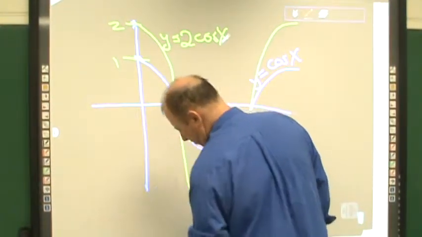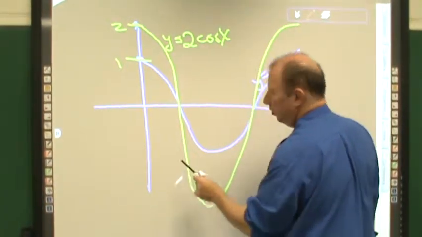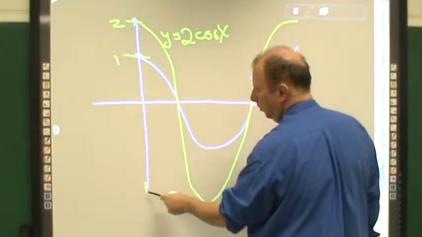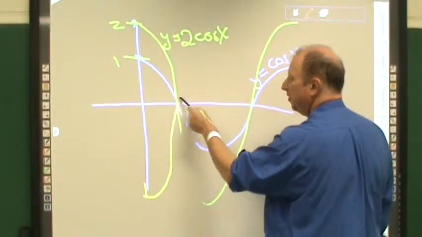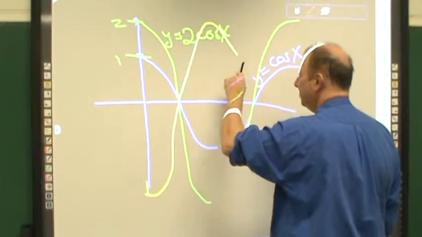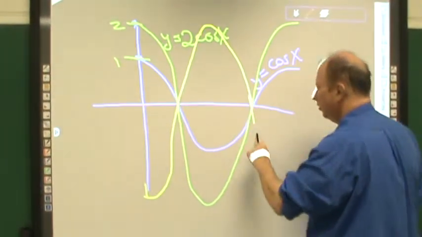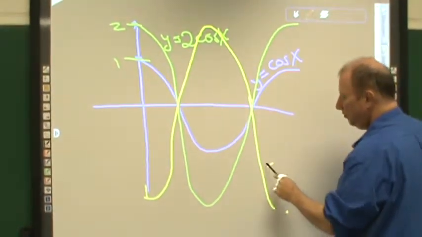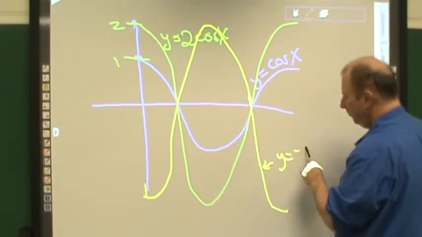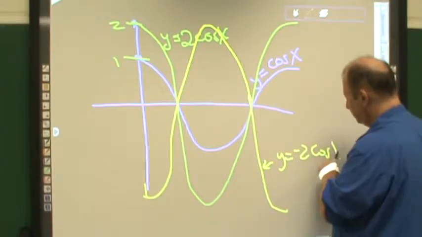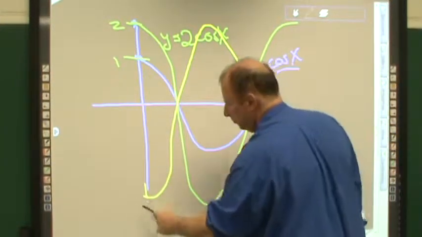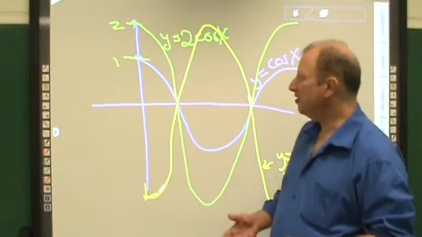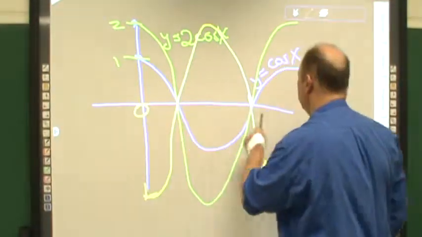And finally, we're going to do negative 2, and it's going to be the exact same thing, but it's going to be the opposite. To give the artwork again, and this one is going to be y equal negative 2 cosine x. And that's it. And this is from 0 to pi.